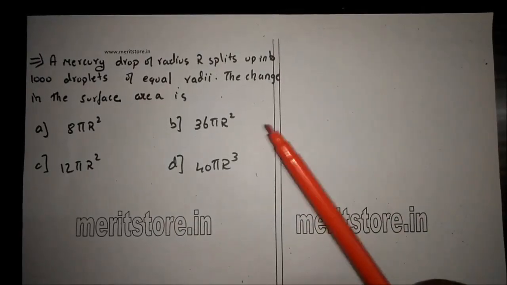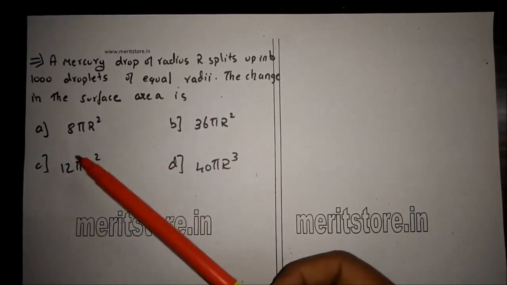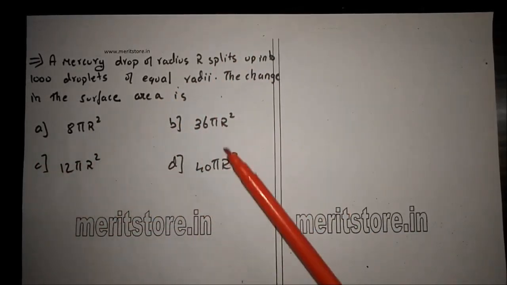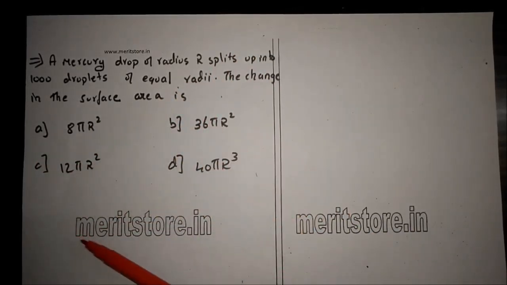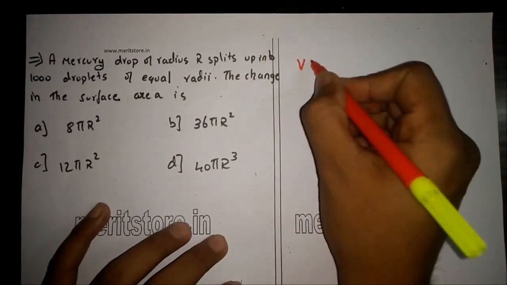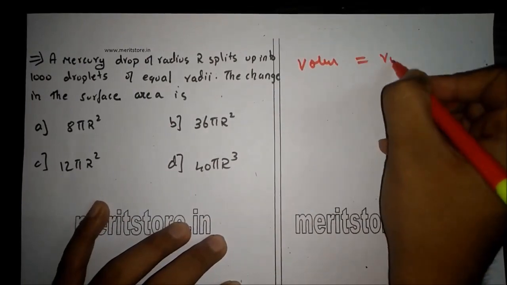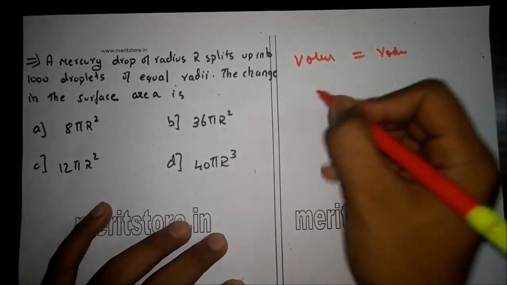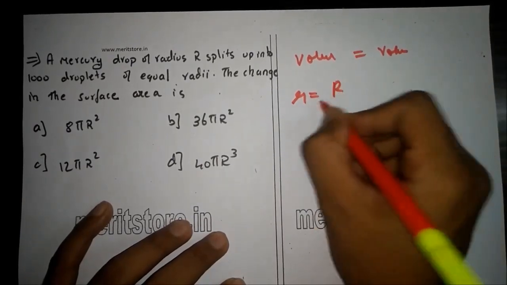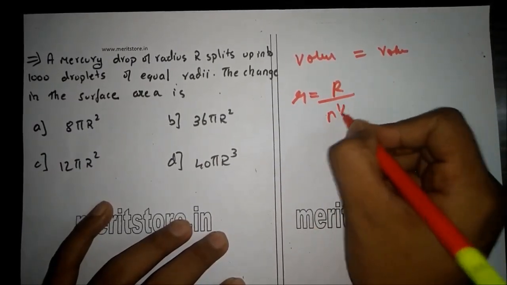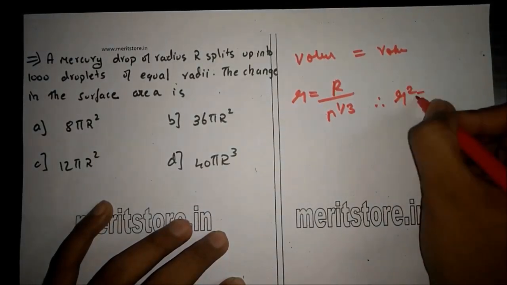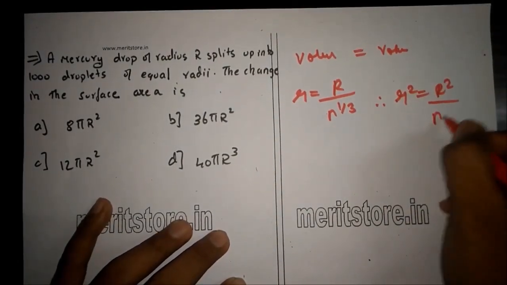Mercury drop of R splits up into 1000 droplets of equal radii. The change in the surface area is 8 pi R square, 36 pi R square, 12 pi R square, or 40 pi R square. Now we know that volume of one drop is equal to volume of n drops. Therefore, applying the relation, we'll get the relationship small r is equal to capital R upon n raised to 1 by 3. Therefore, taking square on both sides, r square is equal to capital R square upon n raised to 2 by 3.